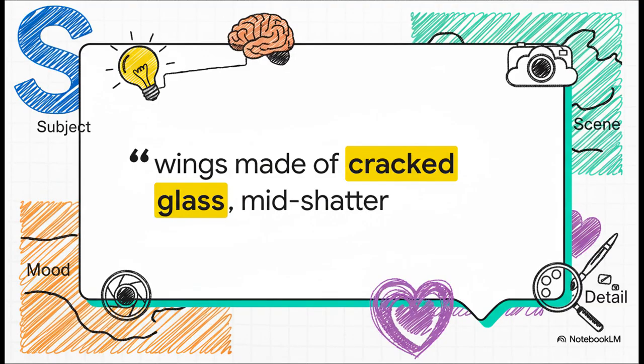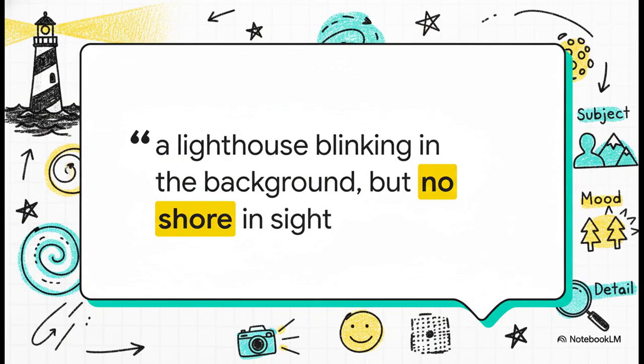Okay, look at this. What's so amazing here is how a simple detail implies action and a whole theme. We not just see glass wings, we see them mid-shatter. That one phrase communicates fragility, terrible beauty, and a peak dramatic moment all at once. And here's another perfect example. A lighthouse is a classic symbol of safety and guidance, right? But by adding no shore in sight, you completely subvert that meaning. It creates mystery, isolation, and unease. This one detail makes the viewer stop and ask questions, and that's powerful stuff.